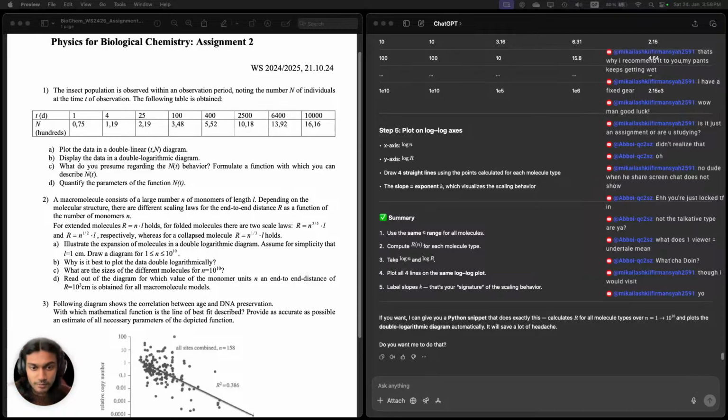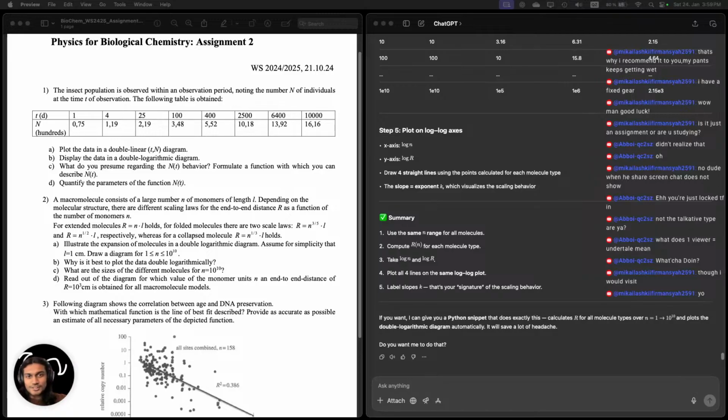That's why I recommend it to you. My pants keep getting wet. One time my jacket, my pants, everything was wet. And not just getting wet, it's the dirt.